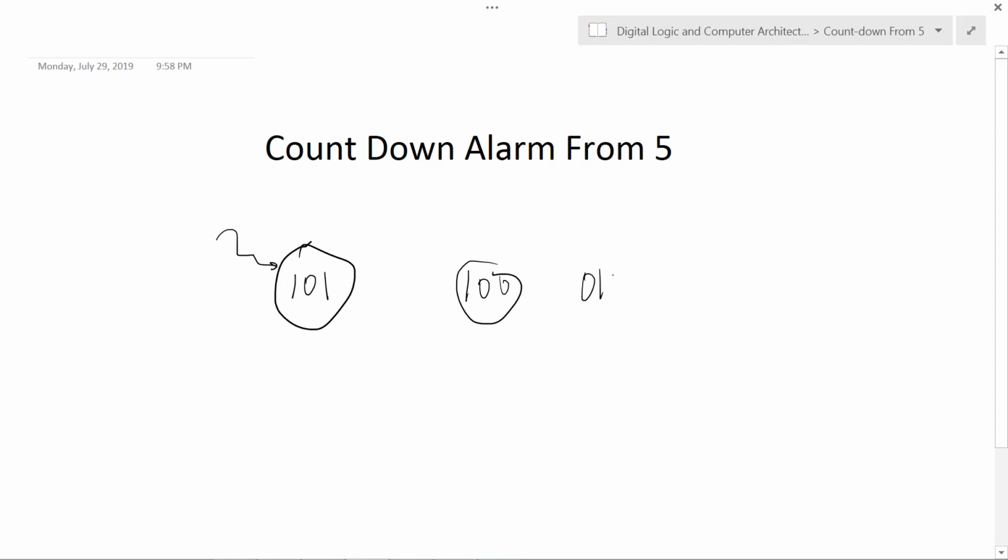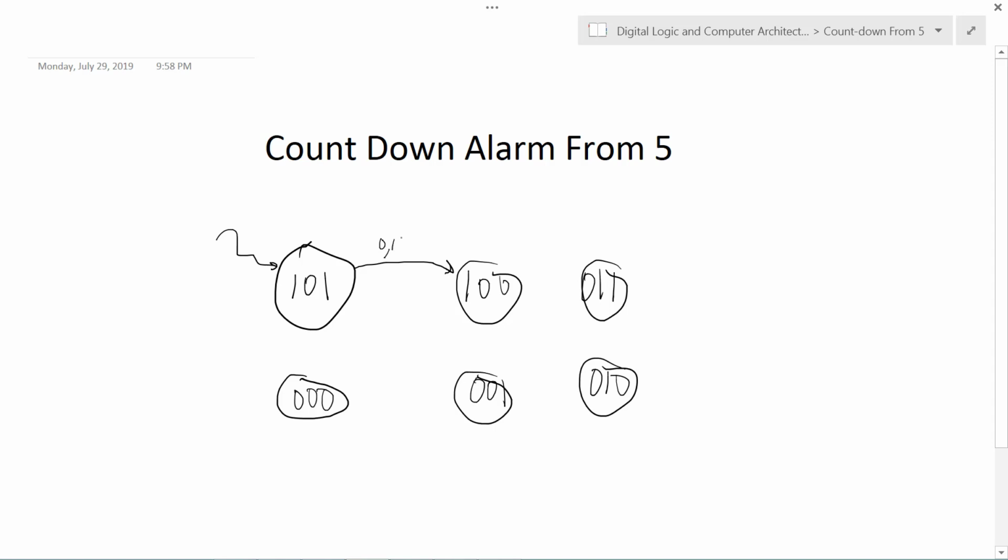3, 2, 1, and then at state 0 we set an alarm. And when we transition down, we always count down when the input is either 0 or 1.